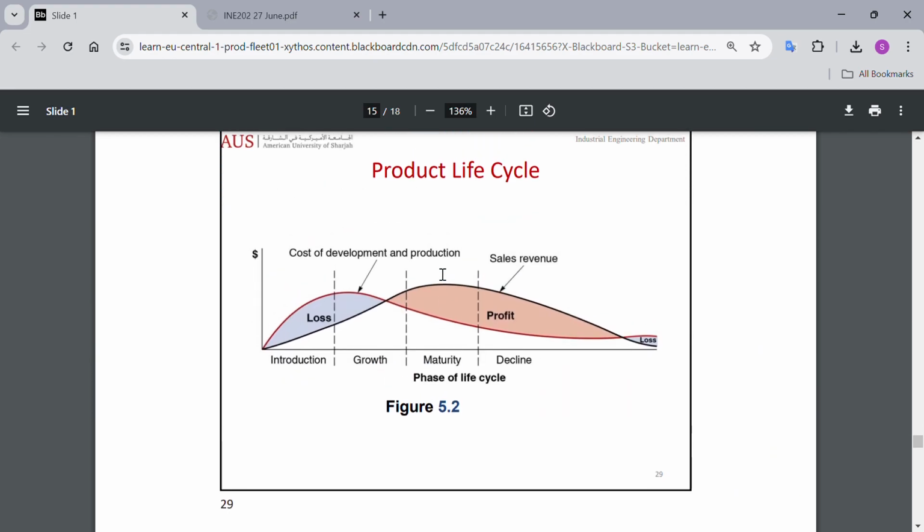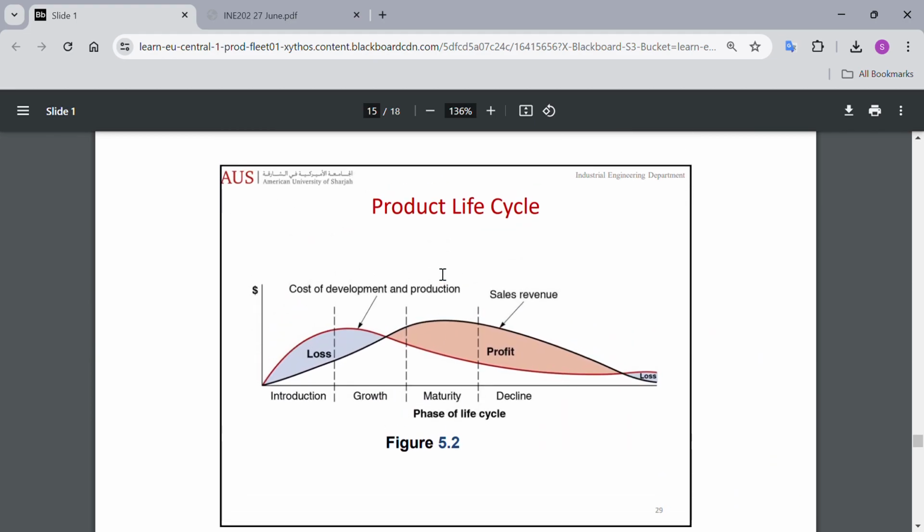And here's the product life cycle, as you can see. On the y-axis you can see the profit or loss, and on the x-axis you can see the phase of the life cycle. As we introduce a product, of course, we're going to bear some losses because it's a new product and no one knows about it. So we're going to pay for the product, materials, marketing, and everything related to that product, and you are not expecting a profit at the introduction of your product. That's something to be expected. This is basically the cost of development and production.